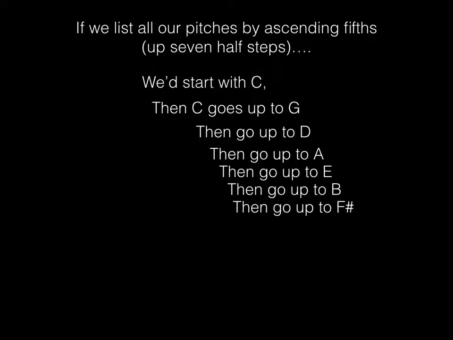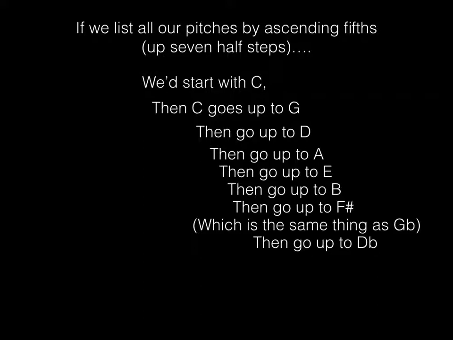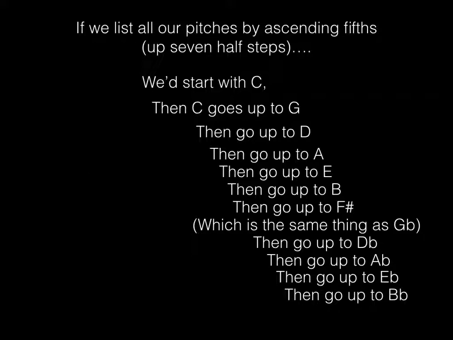Then B. Then B, 7 half steps above B is F sharp. Now F sharp is the same thing as G flat, and so let's start counting from G flat now. G flat goes up a fifth to D flat, which goes up a fifth to A flat, which goes up a fifth to E flat, and then to B flat, and then to F, but then F gets us back to C. And so this is the sense that fifths give us a circle.